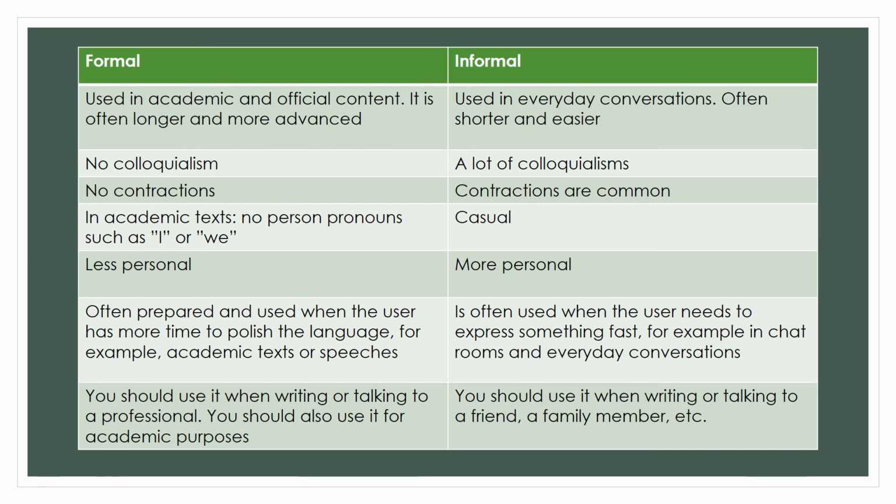Not like formal language, informal language has a lot of colloquialisms, and it contains a lot of contractions. Informal language is also more casual and more personal, and that is why you use it when you're talking to a friend, a family member, a relative, and so on.